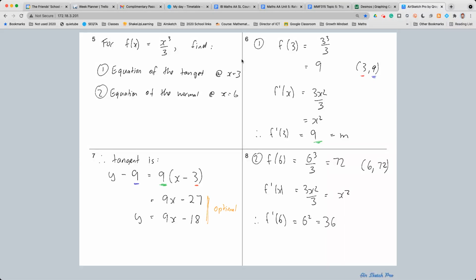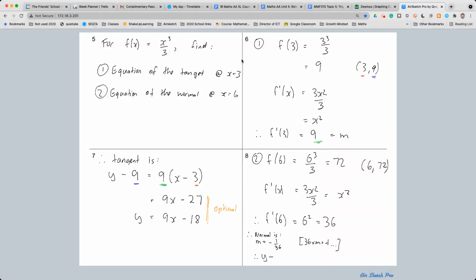Shall I squish it into this one? Therefore, normal is m equals negative 1 on 36. Yeah? 36 times m equals negative 1, etc. That's how you do it. I'm not going to be able to squish it enough.